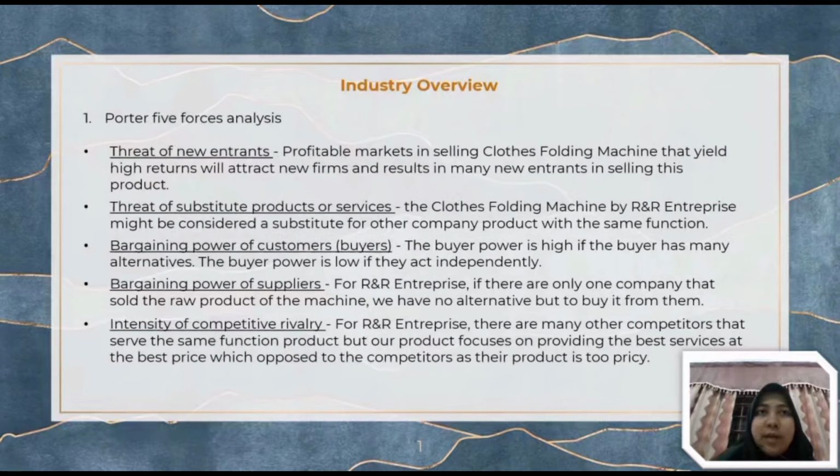The fourth is bargaining power of suppliers. For R&R Enterprise, if there is only one company that sells the raw product of the machine, we have no alternative but to buy it from them. And the fifth is intensity of competitive rivalry. For R&R Enterprise, there are many other competitors that serve the same function, but our product focuses on providing the best service at the best price, as opposed to the competitors, whose products are too pricey.